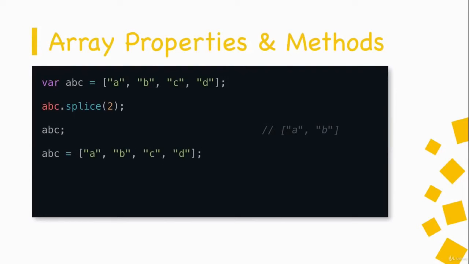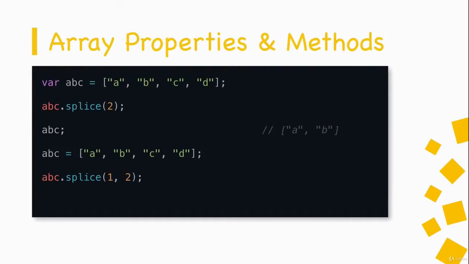Now let's redefine the abc array again. So abc equals the new fresh array A, B, C, and D. Now you can specify how many items to remove with the splice method. If you don't specify anything, it'll start removing the elements until the very end. But you can specify an optional second parameter that tells you how many elements to remove.